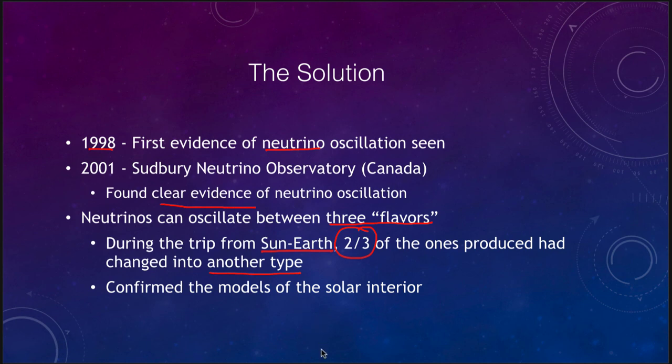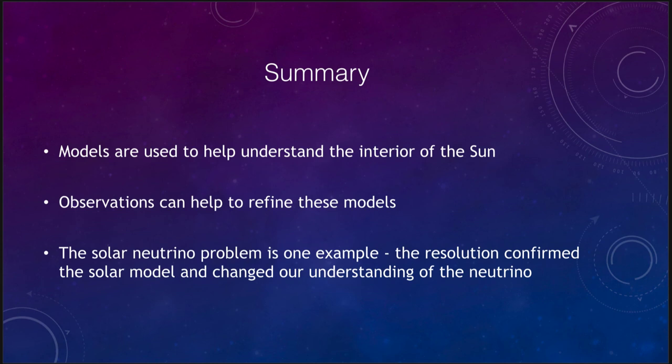So in all, what the solar neutrino problem told us was it confirmed models of the solar interior, but it also taught us something new about neutrinos and their oscillation, that neutrinos could oscillate between these different flavors. So let's finish up with our summary. And what we see is that, first of all, we can use models to understand the interior of the sun. We cannot see it directly. And we can use observations that are made, conditions on the surface, and things like oscillations in the sun, to help refine these models to make them more accurate.